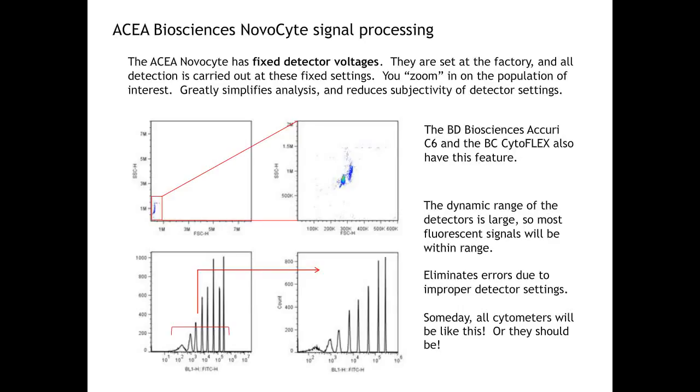The ACEA system and other cytometers as well also take advantage of detectors and electronics with very wide dynamic ranges. The ACEA has fixed PMT voltages. You do not adjust the PMT voltages as we're accustomed to doing on older systems. You collect a very wide dynamic range, and then you zoom in on the area that you want to see and analyze your data. I think this is a wonderful feature.